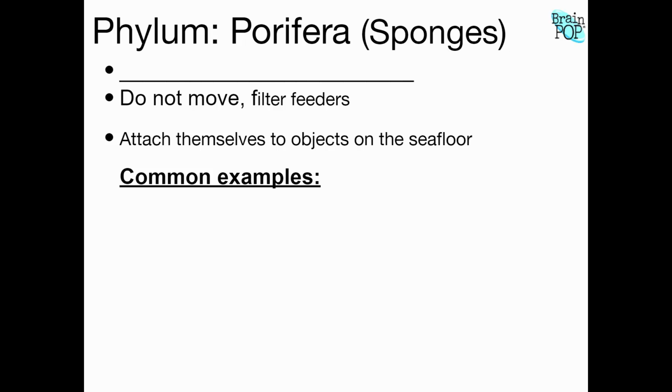They don't have tissues and organ systems. They're just a collection of cells. So they're a very simple type of invertebrate. They have what we call asymmetry.